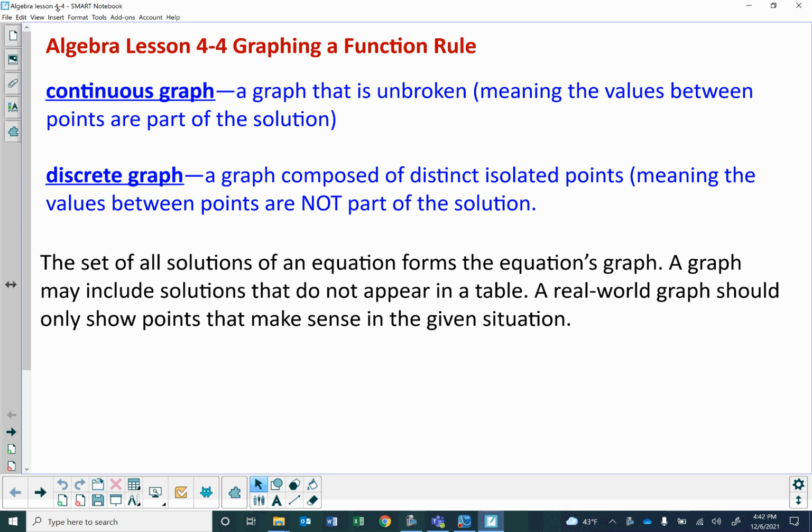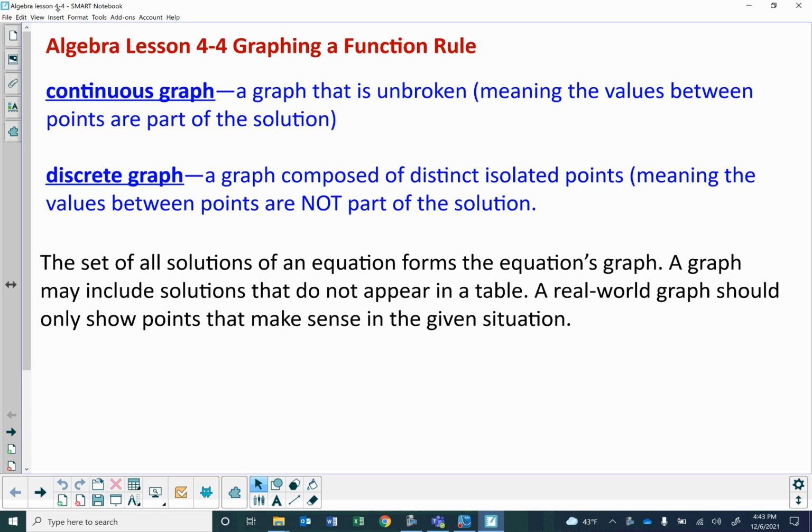This is Algebra Lesson 4-4, Graphing a Function Rule. There are two different types of graphs that we're going to talk about today, continuous graphs and discrete graphs. A continuous graph is a graph that is unbroken, meaning the values between points are part of the solution, meaning you connect the points. It's like connect the dots.